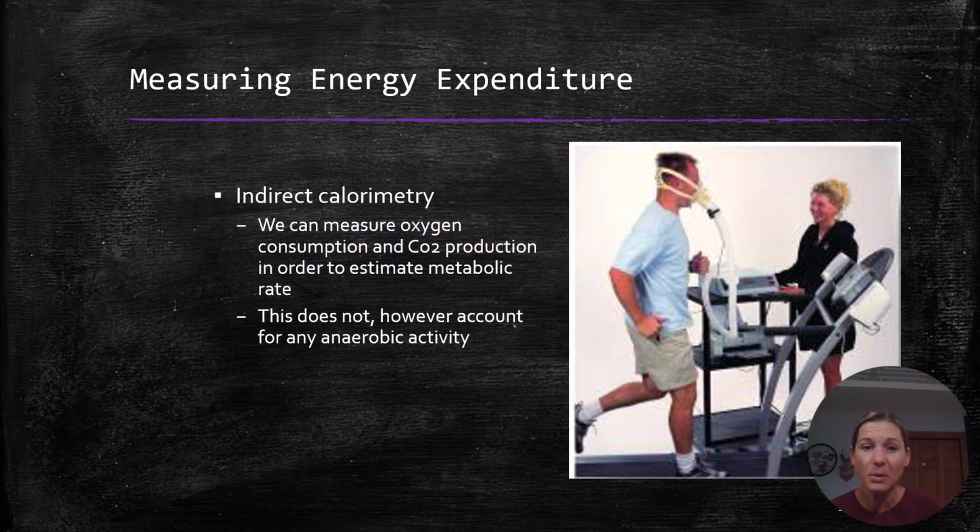Okay, so we can use a process known as indirect calorimetry. With this process, you can see, this is a little bit blurry on my side, this guy has a mask hooked onto his face, and that mask is going to measure his oxygen consumption and his CO2 production in order for us to estimate his metabolic activity, or how many calories he's burning. Okay, so this doesn't account for anaerobic activity. However, we do know that about 95% of the energy that we produce is going to be aerobic in nature. So this will give us a pretty darn good estimate of energy expenditure based on how much oxygen we're using and how much CO2 we're producing.